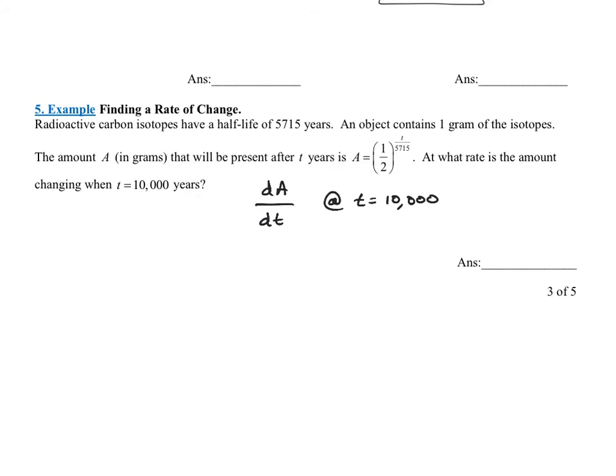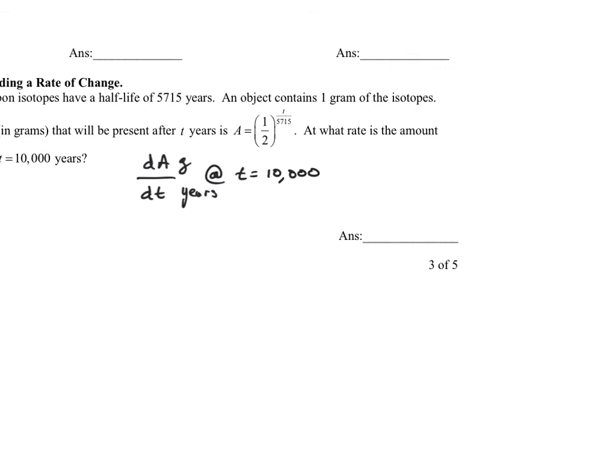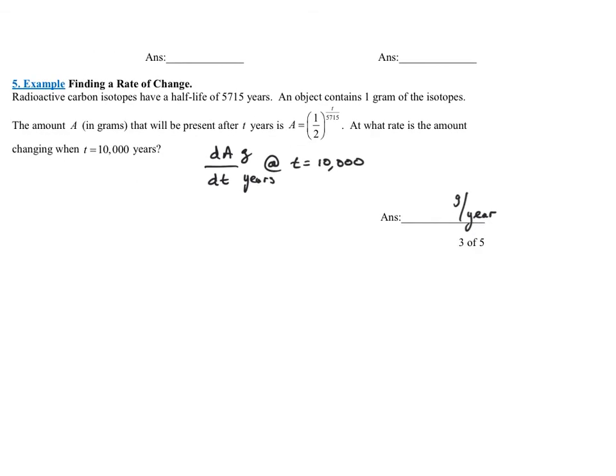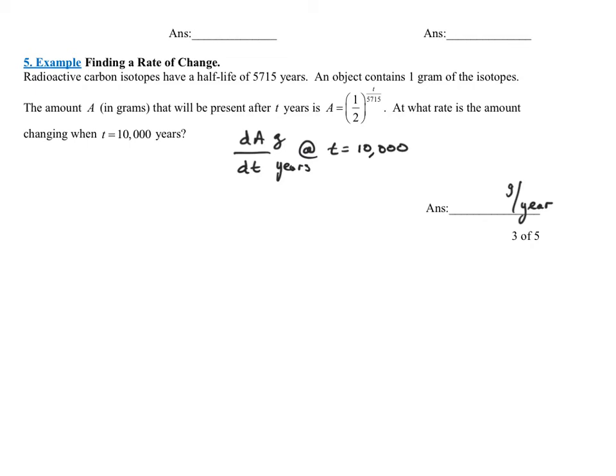Let's think about our units right here. What is A measured in? A is grams. What's t measured in here? T is measured in years. And remember, why do we care about that? Because we're always going to have to label our answer. This is going to be grams per year. This is decay, so hopefully, without even doing the math, just thinking about it, I should have a negative number here, right? Because the amount of this radioactive carbon isotope should be decaying, should be getting smaller and smaller as time goes on.